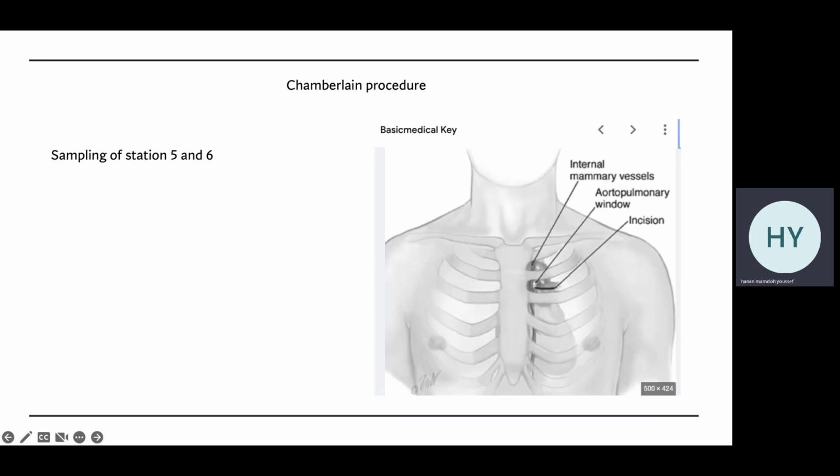Another procedure is Chamberlain. This is the only way to get to stations 5 and 6, the aortic and para-aortic nodes, together with the VATS. These are the only approaches to be able to sample these lymph nodes. So this is a small parasternal incision, and you go, like, past the internal mammary vessels and get to the aortopulmonary nodes in the aortopulmonary window.